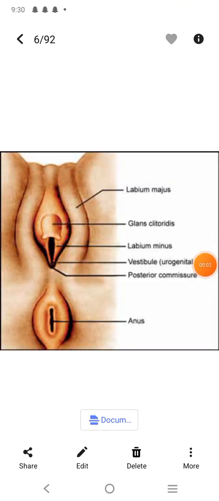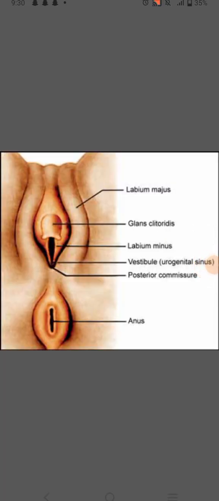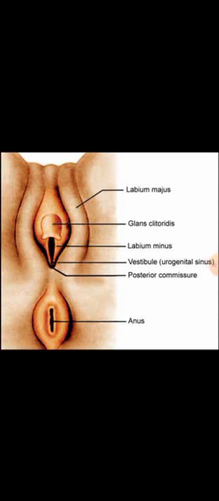Assalamu alaikum. Okay, so only the last part of the development of the female reproductive tract remains, and that is the external genitalia. Just look at the anatomy of the external genitalia first.